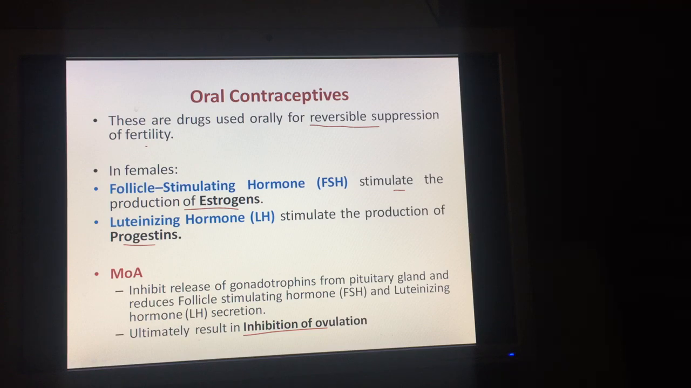So they inhibit the release of gonadotropins from the pituitary gland and reduce the secretion of FSH and LH. Reduction in the secretion of these hormones ultimately results in the inhibition of ovulation. Now there are two approaches that are used in the case of oral contraceptives. Number one is the combination method, and another is the sequential method.